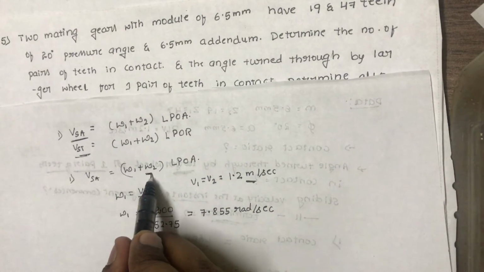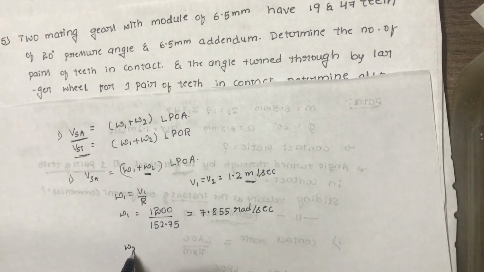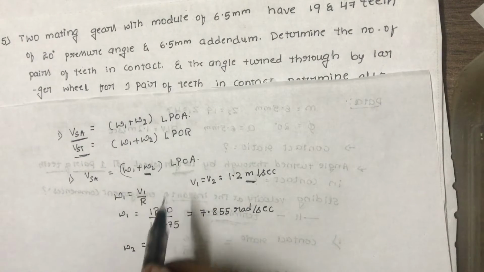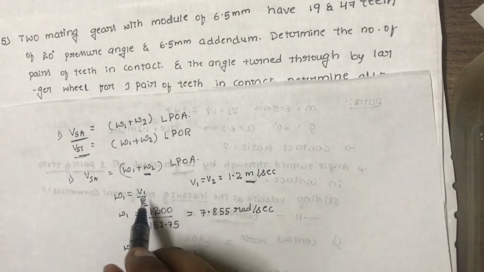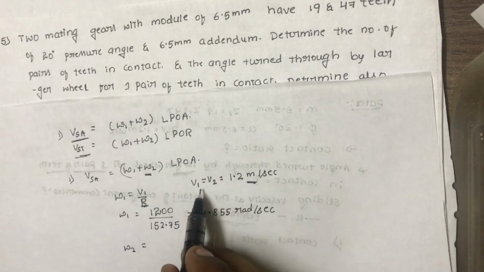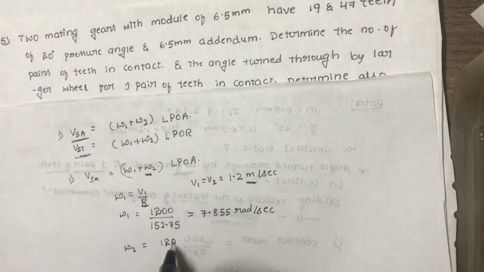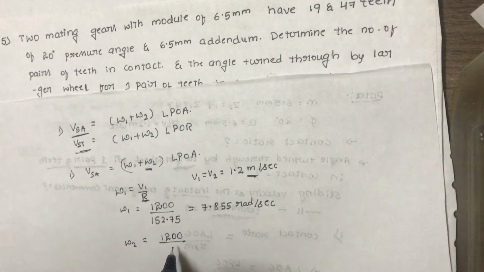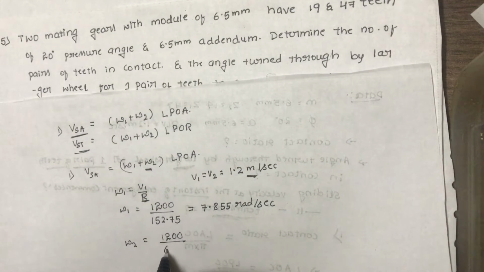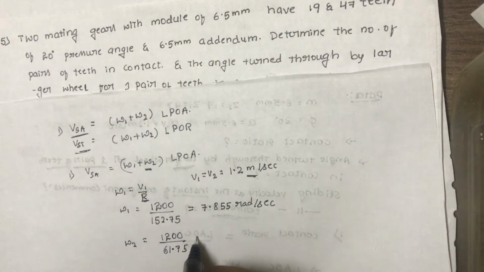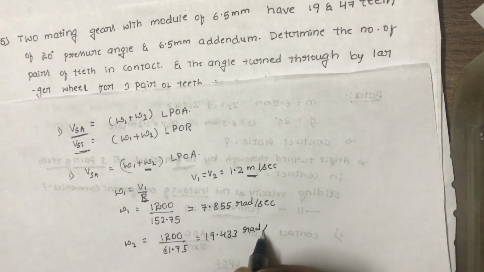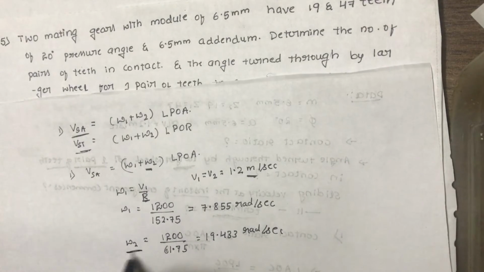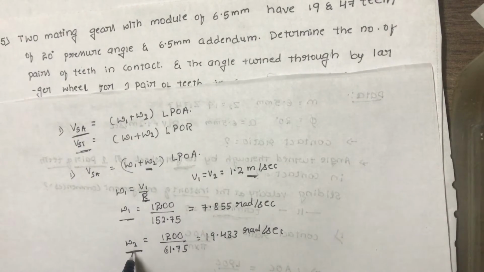Next I need to find omega 2, the angular velocity of the smaller wheel or pinion. Instead of capital R, you substitute small r, and instead of V1 it is V2, as V1 is equal to V2. You will get 1200 divided by 61.75, so you will get 19.433 radians per second. This is the angular velocity of the pinion.